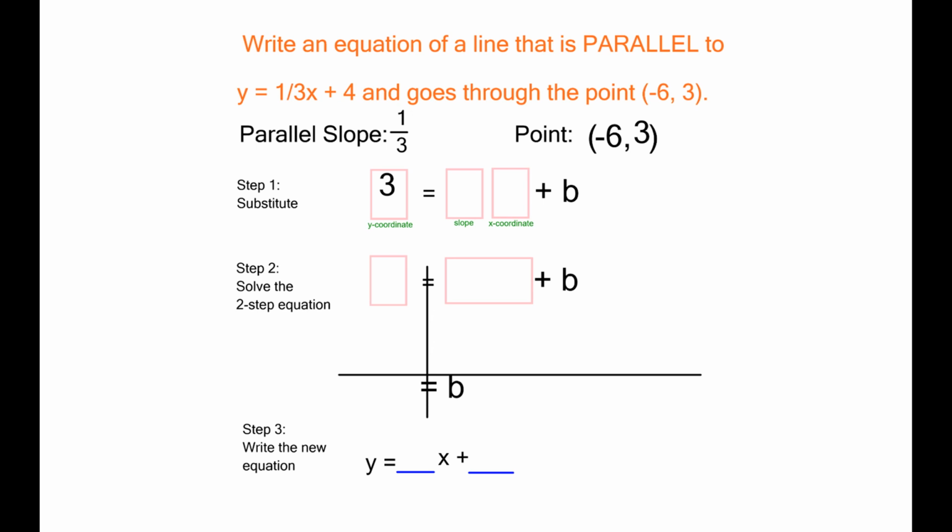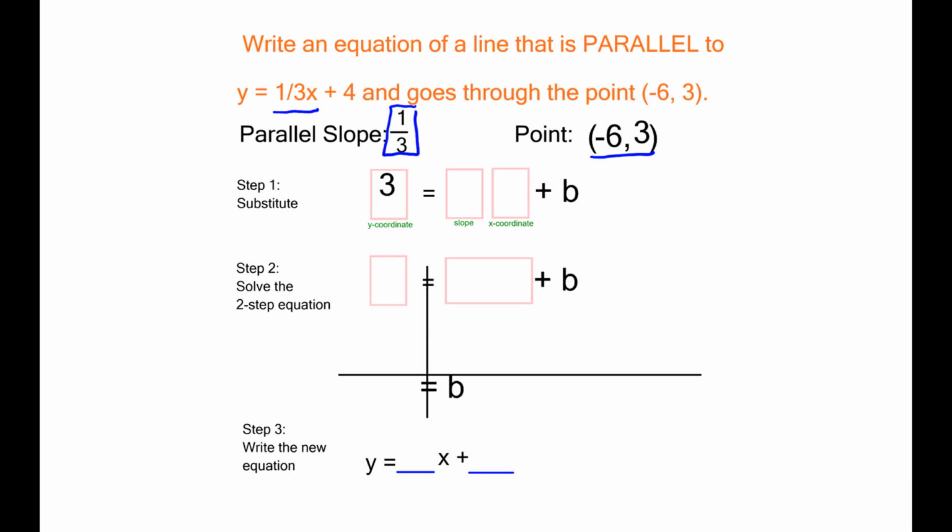What we know about parallel lines is that they have the same slope. So we can see that if this line has a slope of 1/3, our parallel slope is also going to be 1/3, because it has to have the same steepness and the same rise over run in order for them to be parallel. We're going to use the point that we're told, -6, 3.